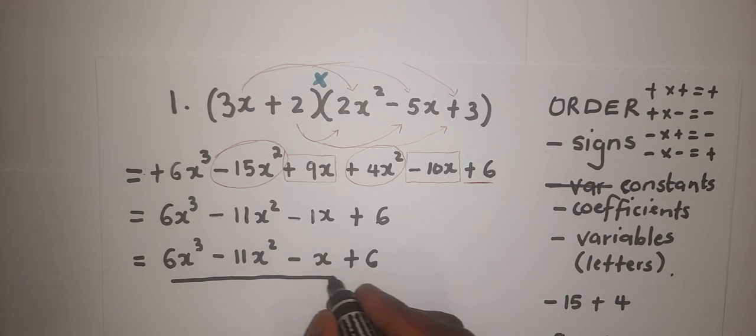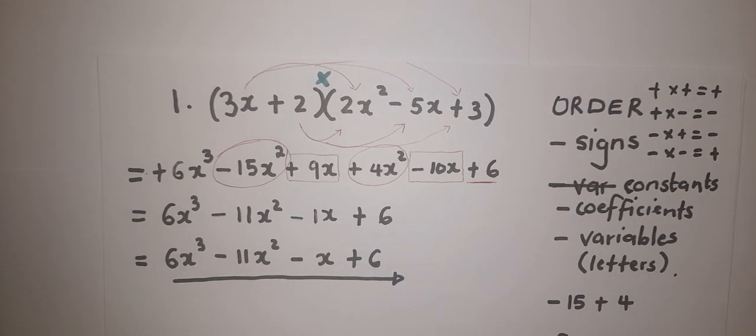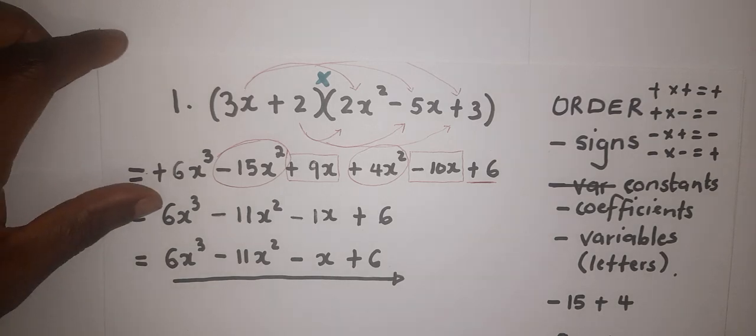This is how you multiply a binomial with a trinomial. Right, let's take another example. Suppose this time around we are given the following.